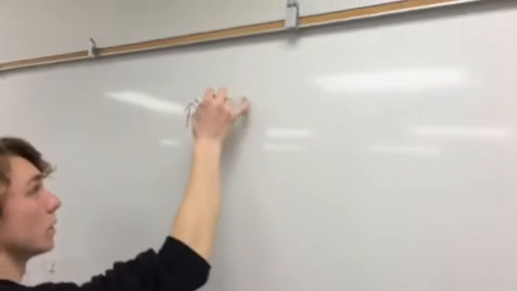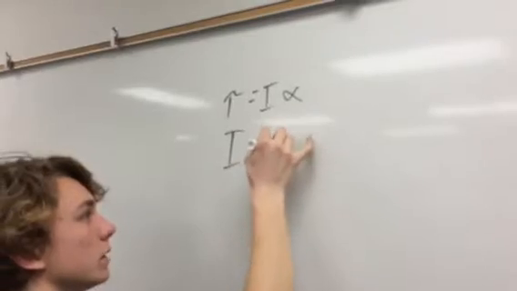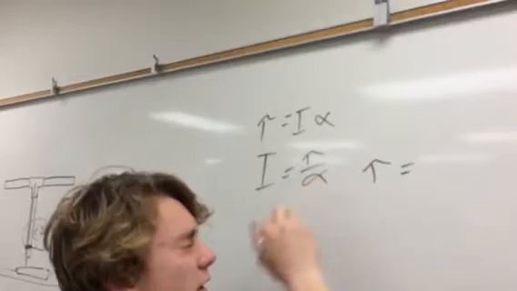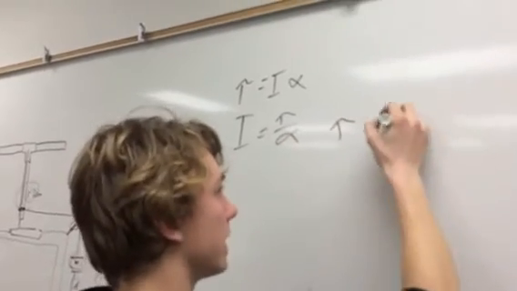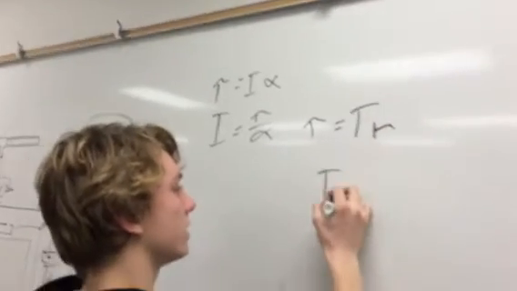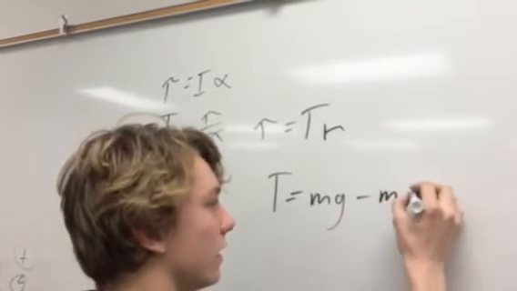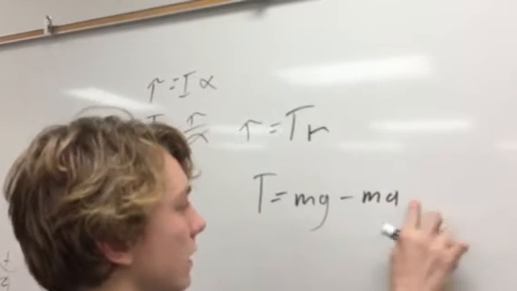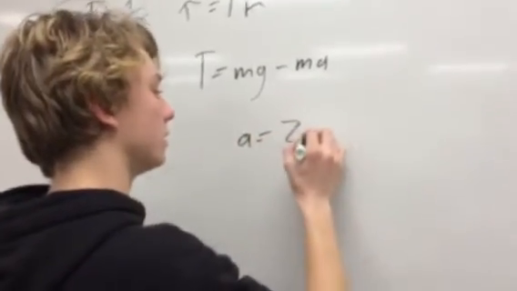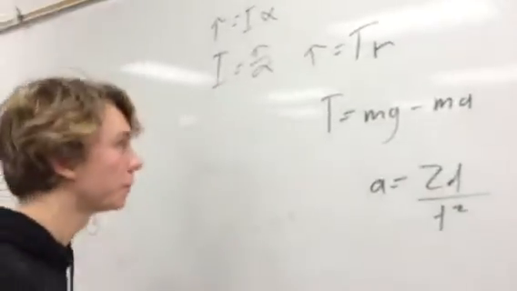Start off with torque equals moment of inertia times angular acceleration. Rearrange it for I equals torque over angular acceleration. Torque equals force multiplied by distance, like it always has, which is tension times radius. Tension we don't know. Tension is equal to the weight of the weight minus its mass times its acceleration. This is Newton's second law. We still don't know its linear acceleration. Its acceleration equals 2d over t squared, derived from a number of kinematics equations.